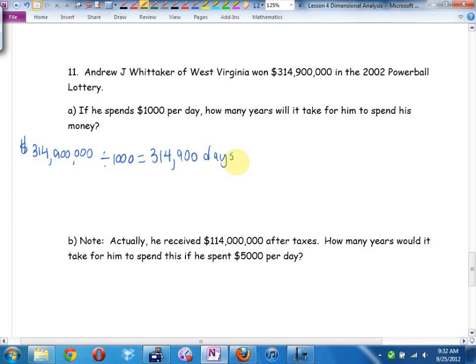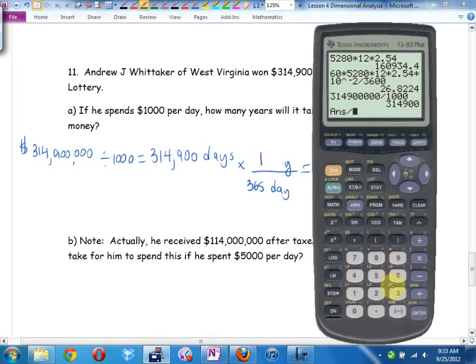What do I want to change days into? Years. I need a conversion factor. Do I know how many days are in 1 year? Oh, so I don't need to build a long hopscotch chain? Great. Days is going to go on the bottom, years on the top. 1 year is 365 days. Will he spend the money in his lifetime? Not even close. 863 years.